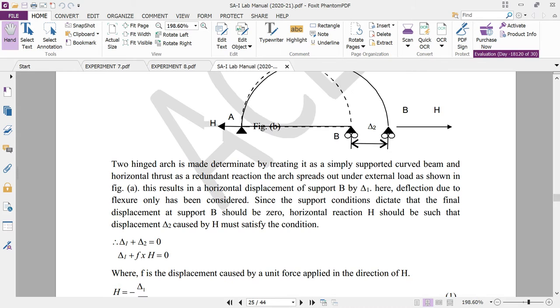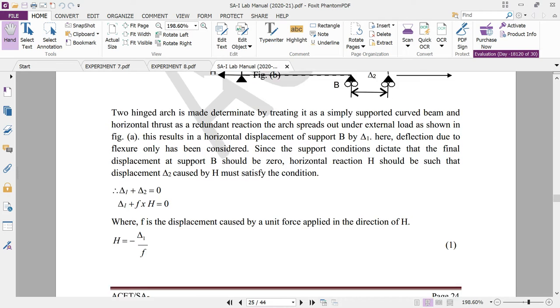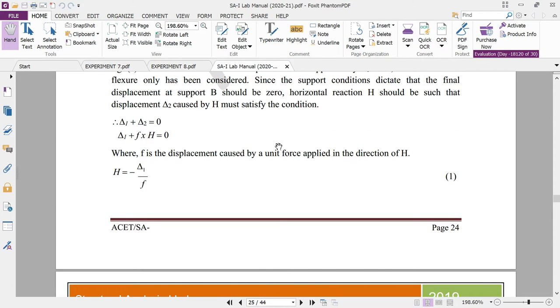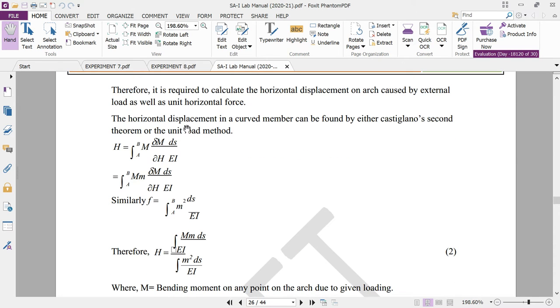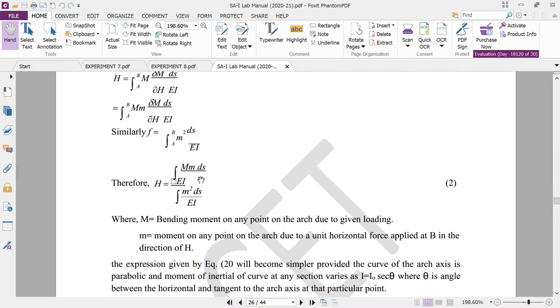A 2-hinge arch is made determinate by treating it as a simply supported curved beam, and the horizontal thrust is treated as a redundant reaction, and the arch spreads out under the external load as shown in the figure. So these are some of the formulas, and the formulation is given, you can go through that. Okay, so these all are the derivation formats. And this formula is H, the horizontal thrust formula.